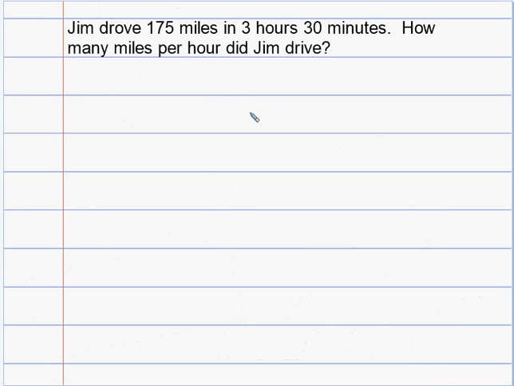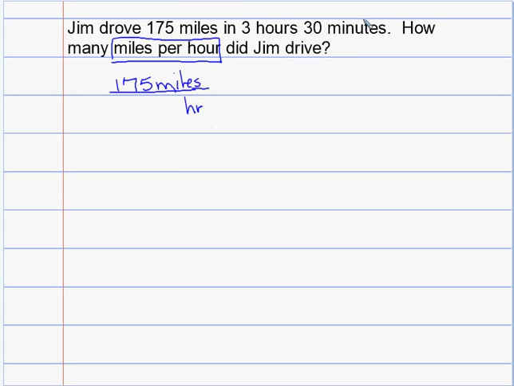Here's another example for you. Jim drove 175 miles in 3 hours 30 minutes. How many miles per hour did Jim drive? Okay, so I need to figure out miles per hour. And I'm given miles, so that's fine. It's 175 miles per, and per means divide, and I need hours down here.